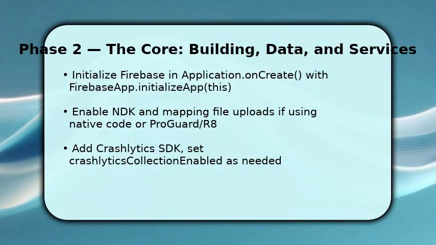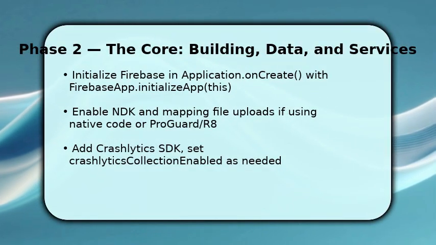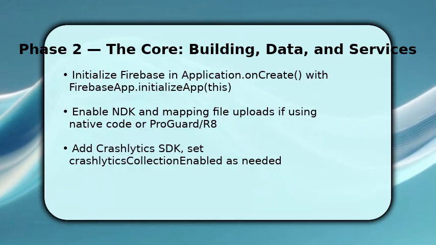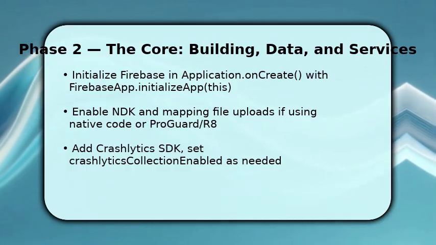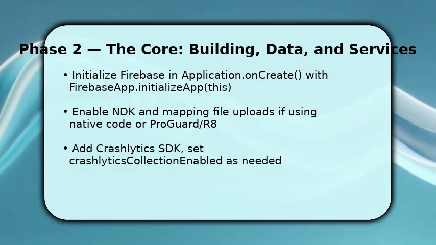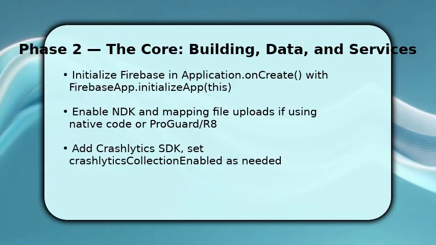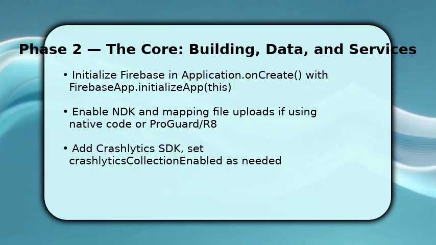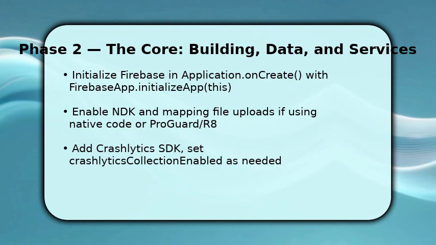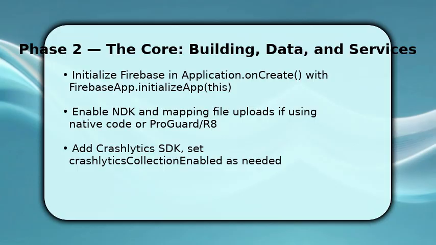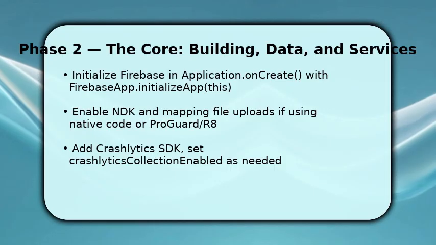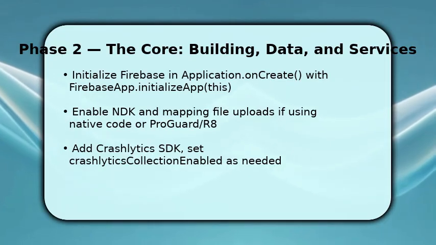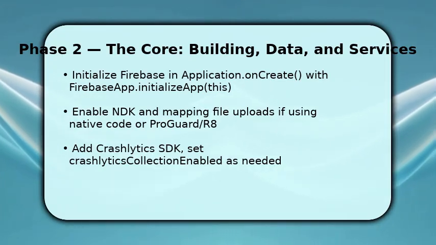Next, integrate Crashlytics into your app code and build process. Initialize Firebase in Application.onCreate so Crashlytics starts early, then add the Crashlytics SDK lines to your dependencies and enable automatic mapping file uploads if you use ProGuard or R8. If you have native code, enable NDK crash reporting. Make sure to set Crashlytics collection enabled in runtime or manifest to control data collection. This gives you compliance flexibility. These steps ensure detailed, symbolic crash stacks arrive at Firebase for analysis.